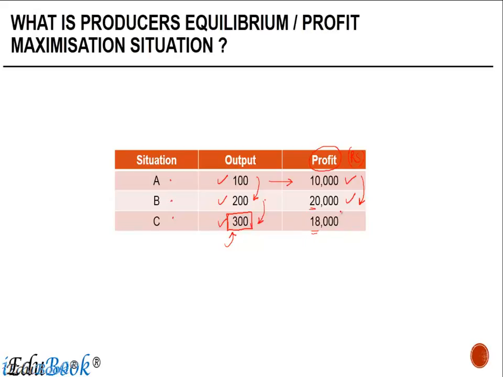Now you must be wondering why this is happening. This could be because when he increases the production from 200 to 300, there are certain additional fixed costs he might have to incur, which eats up into the profit.